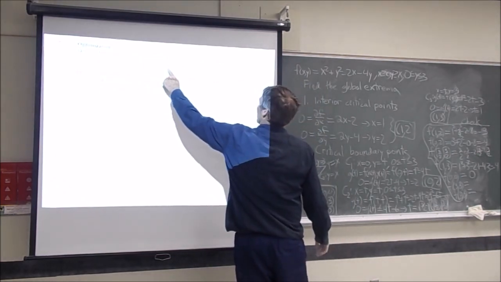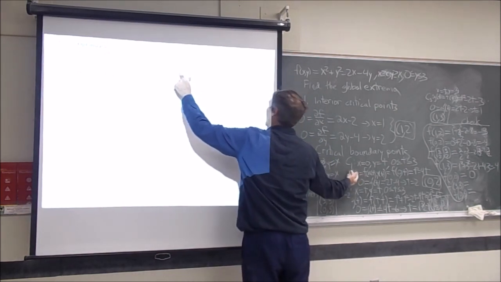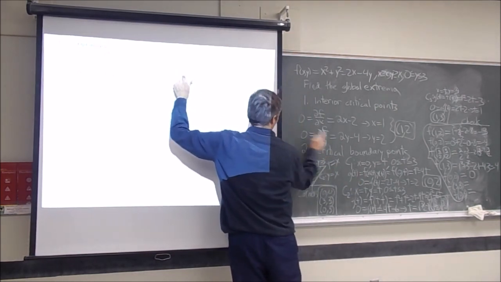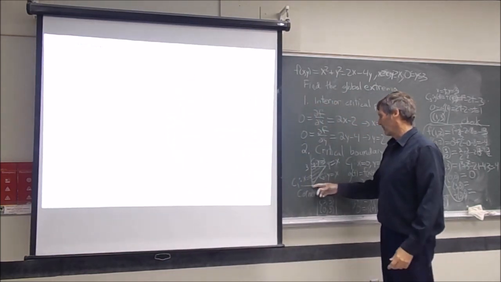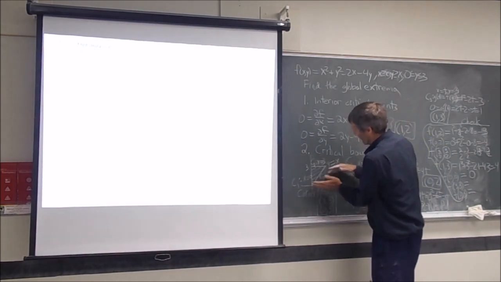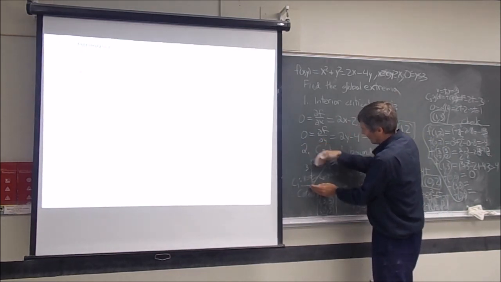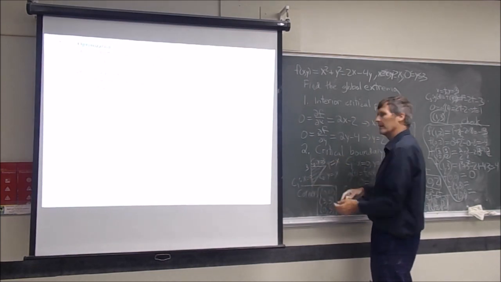x greater than or equal to 0, that's this half plane. y greater than or equal to x, that's this half plane over the line y equals x, and y between 0 and 3 is this strip through here. So we have to be on this side of this line, on this side of this line, and between these two, it's this triangle right here.